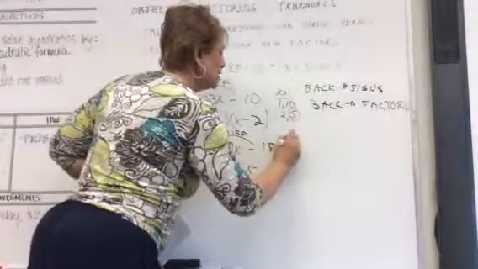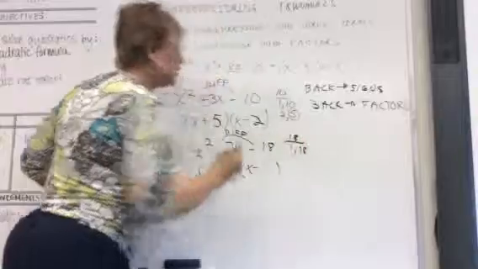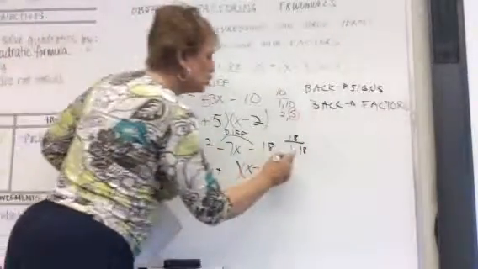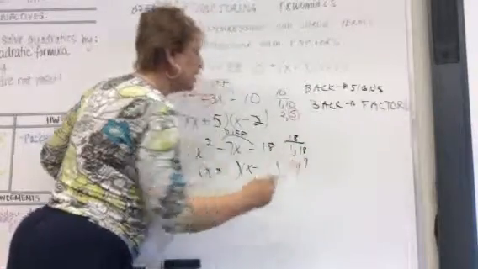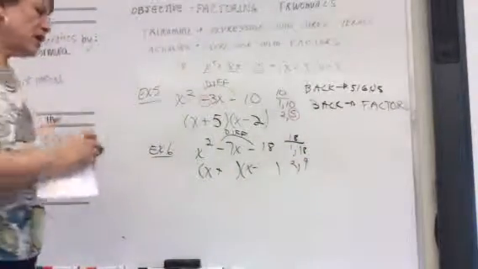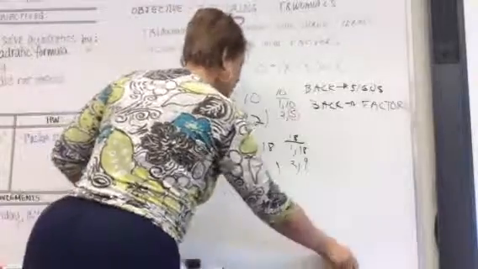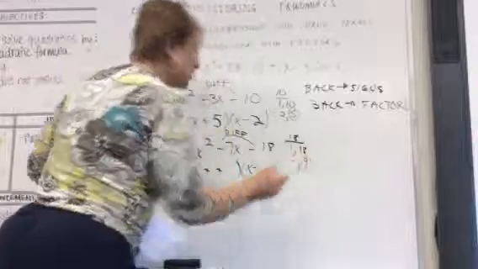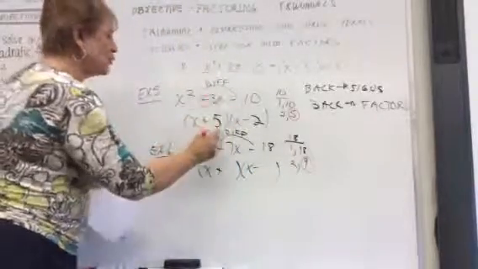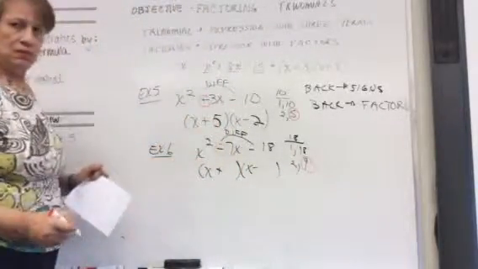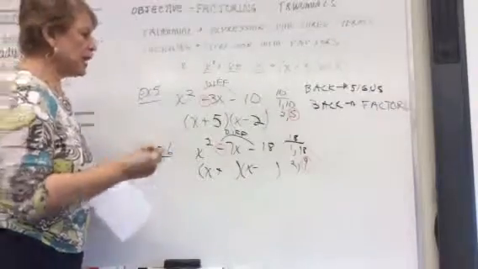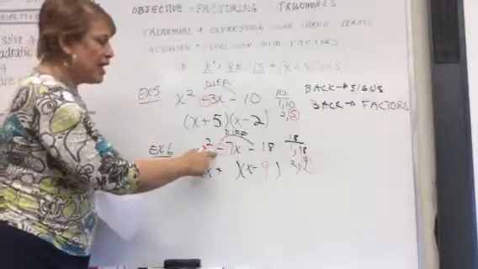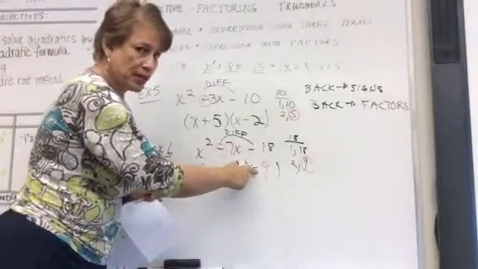So let's start with 18. 1 and 18, that does not work because I would get 17 and I need 7. 2 and 9, that's the one that works. And you have to identify the larger factor. In this case, the larger factor is 9, and it has to go with the sign that's in the front. So that means I'm going to put my 9 here, because this is a subtraction sign, and the larger factor has to go with the subtraction sign.